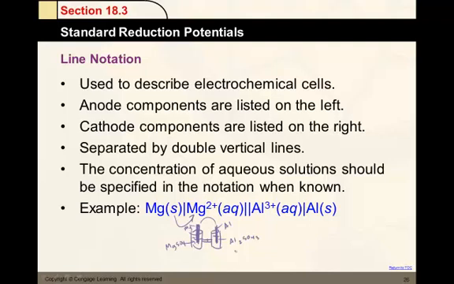The anode compartments are listed on the left. Remember, this is where oxidation occurs, and this is where reduction occurs. And ox, red, cat. So the concentration of the aqueous solutions must be standard if it's not given. This double line here in the middle kind of represents this. So on one side of the reaction we have this, and on the other side we have that. It's just a shorthand way to write it.